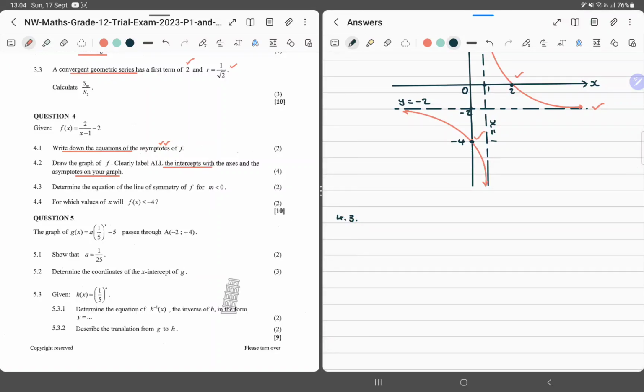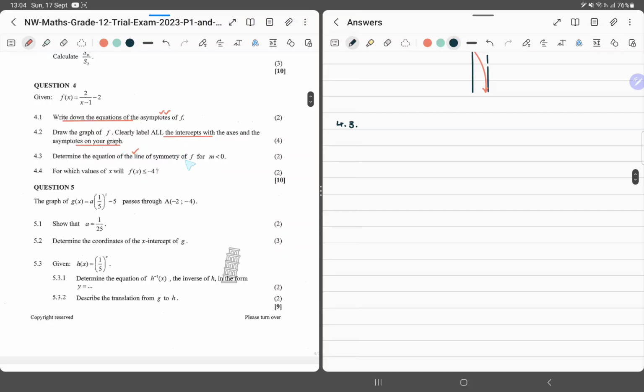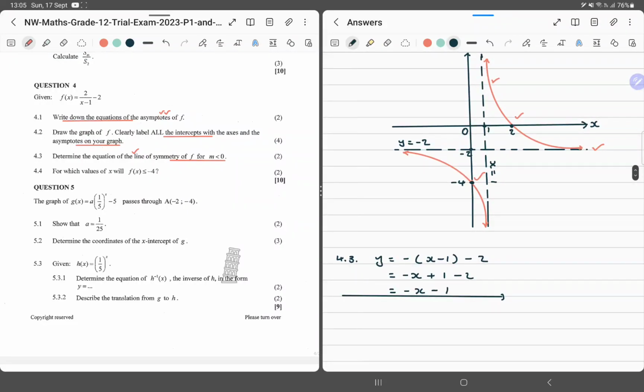4.3. We are meant to determine the equation of the line of symmetry of h for which the gradient is less than 0. So I know that that equation is going to be y equals minus x minus 1 minus 2. So this is using the shorthand technique. When you expand, it's going to be minus x plus 1 minus 2, which is going to be minus x minus 1. Nice and easy. But you can use your long method, take the intersection of the asymptotes, and then work out what this line would be that passes there, which is this gradient we're talking about, okay?